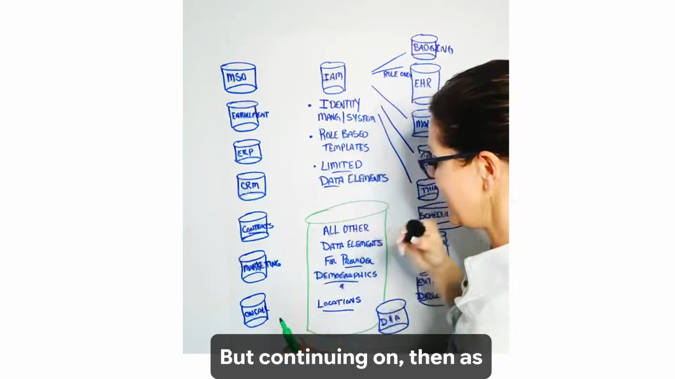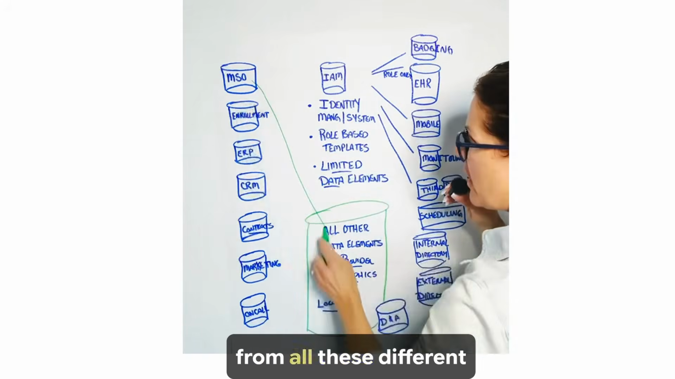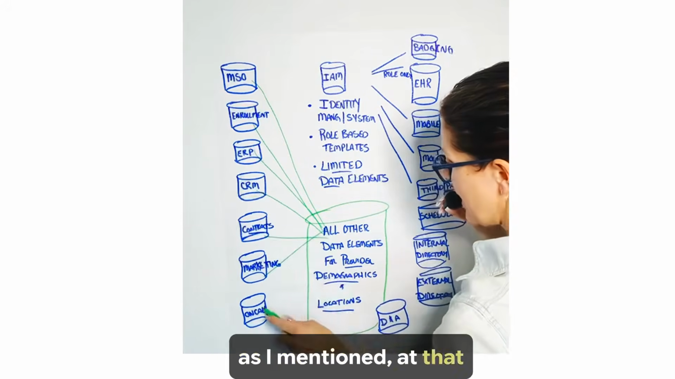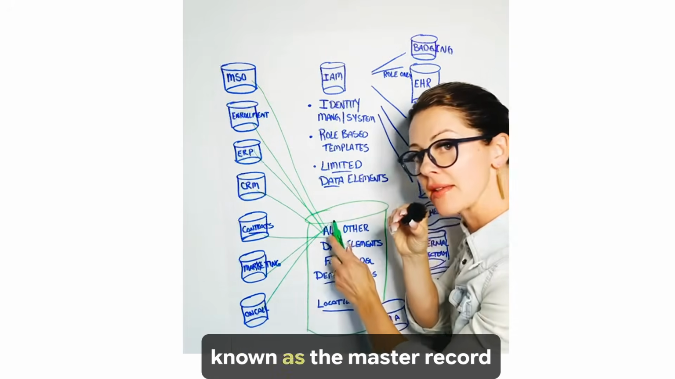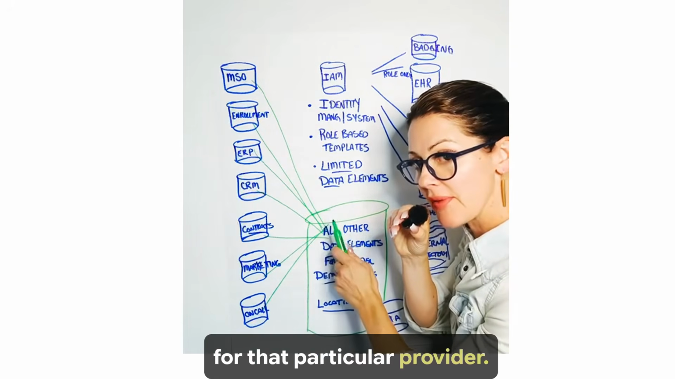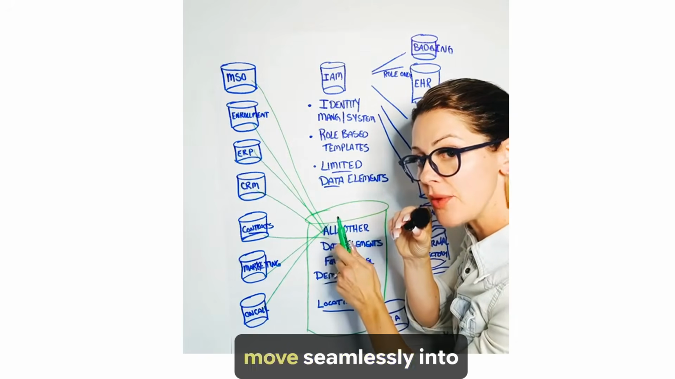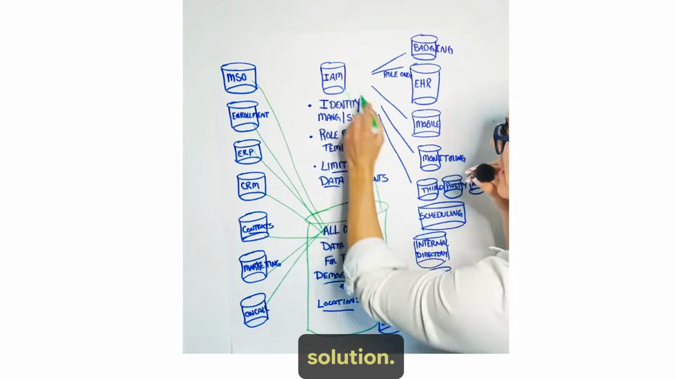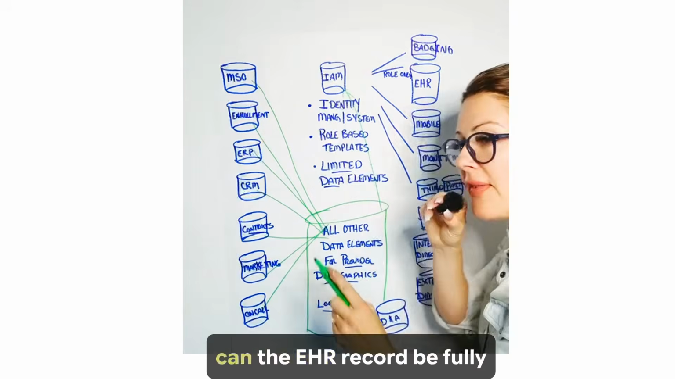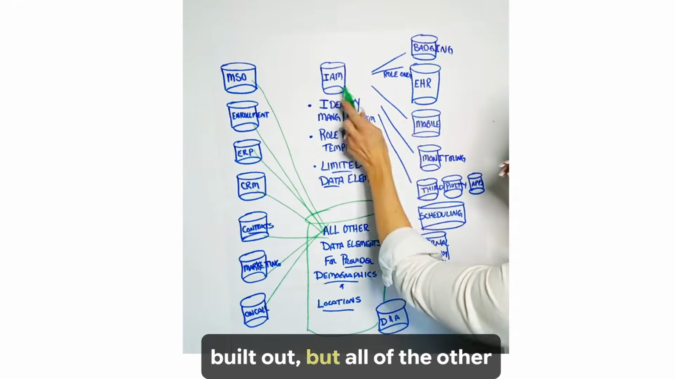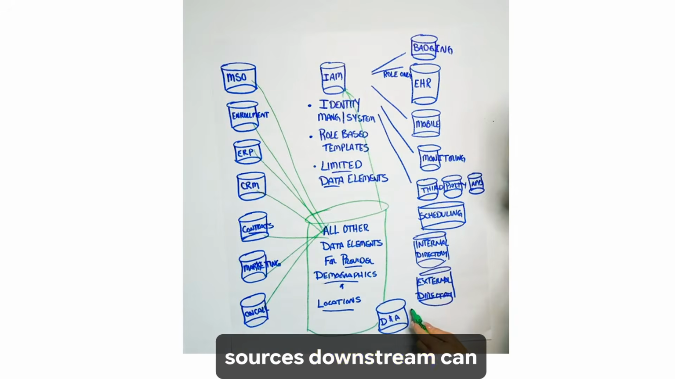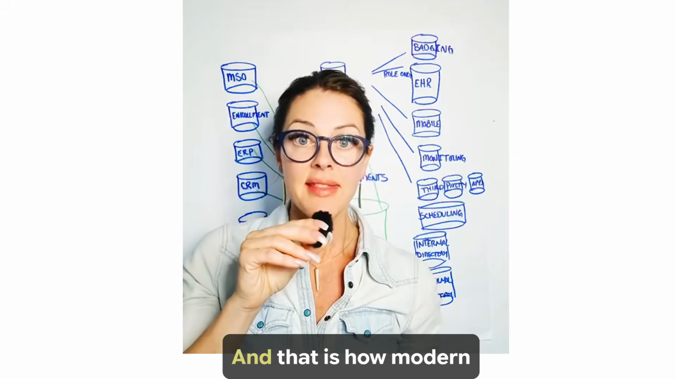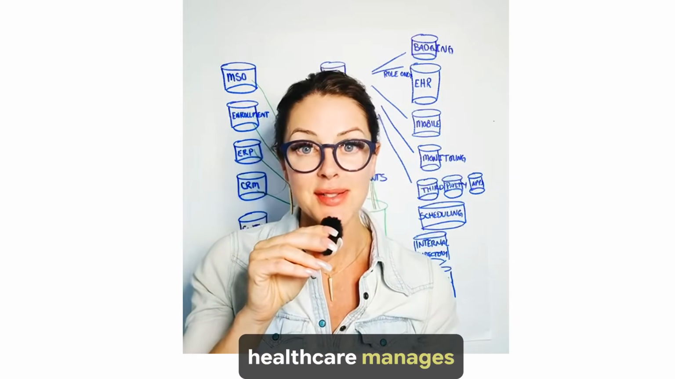But continuing on, as this information comes in from all these different sources and those different capabilities are performed, at that point you have what's known as the master record for that particular provider. And that data then can move seamlessly into sources such as the identity access management solution. And from there, not only can the EHR record be fully built out, but all of the other sources downstream can receive information about that provider in a very timely fashion. And that is how modern healthcare manages provider data.